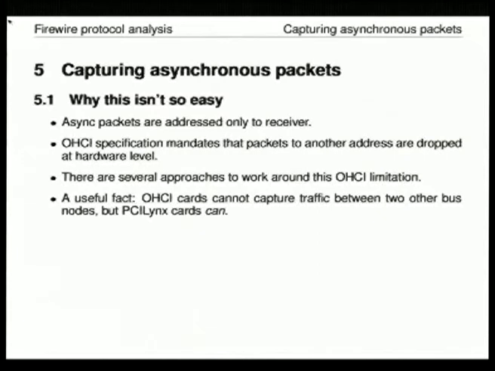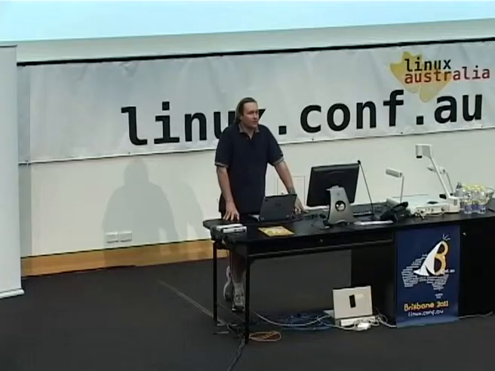So there are fortunately several ways around this, which I will be outlining in a minute. This is where the useful fact about the PCI Links cards comes in. One of the useful features of those PCI Links cards is that by design, they won't drop asynchronous packets that aren't addressed to them, unlike the OHCI cards. This is why they're very, very useful when you're doing this sort of work.